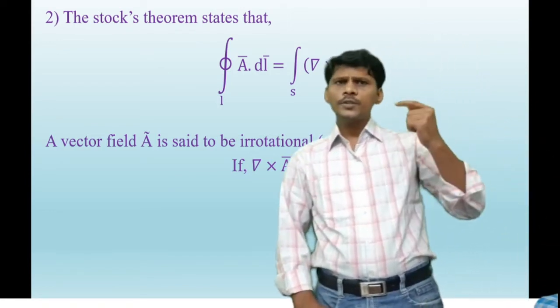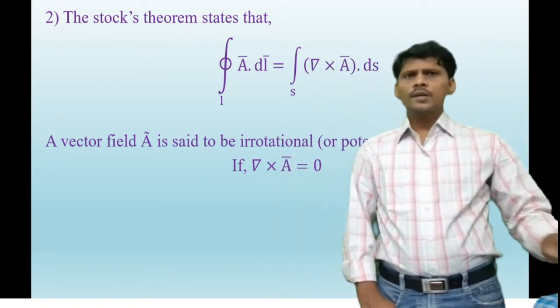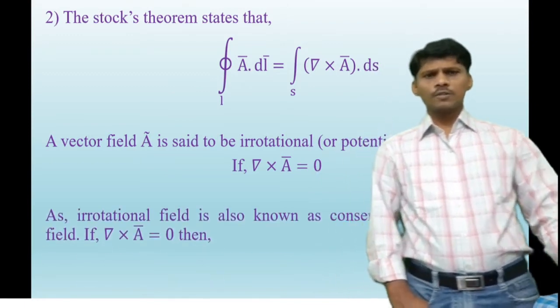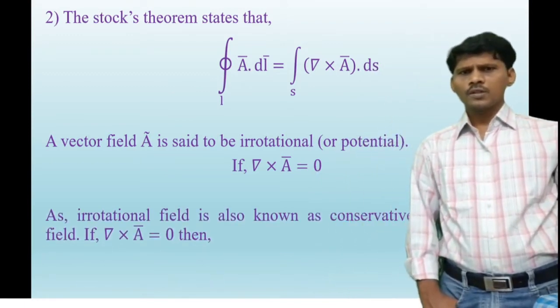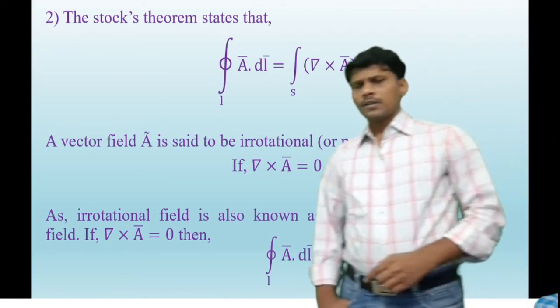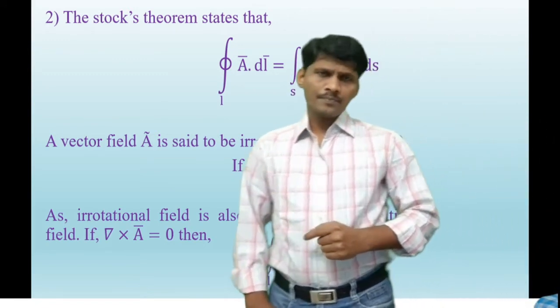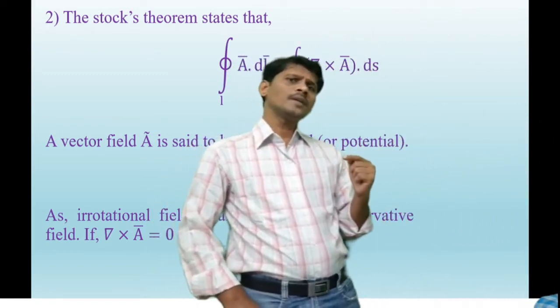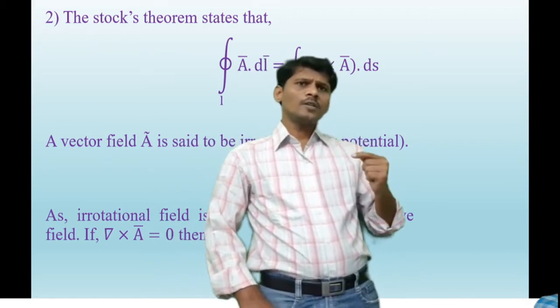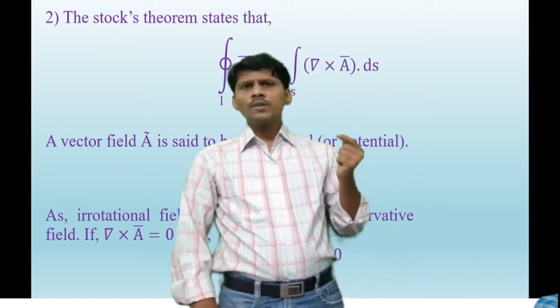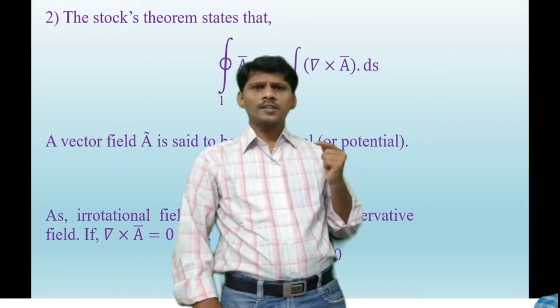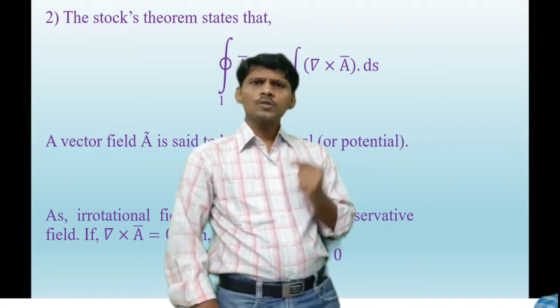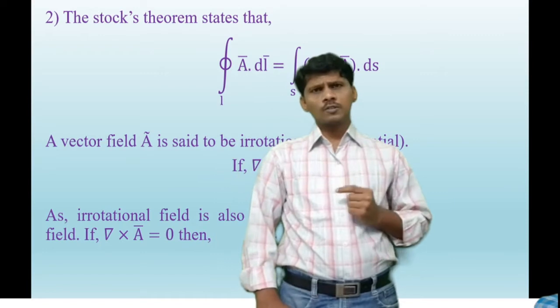Applying this condition into the above equation, the closed line integral of A bar dot dl bar is equal to 0. So what is the conservative nature of the field? Work done in moving a test charge around any closed path in a static electric field is 0. That is, closed line integral of E bar dot dl bar is equal to 0.